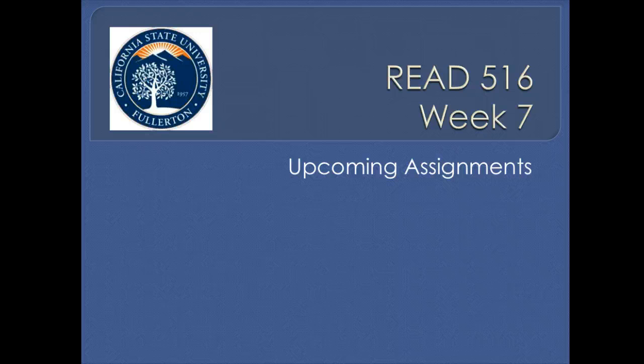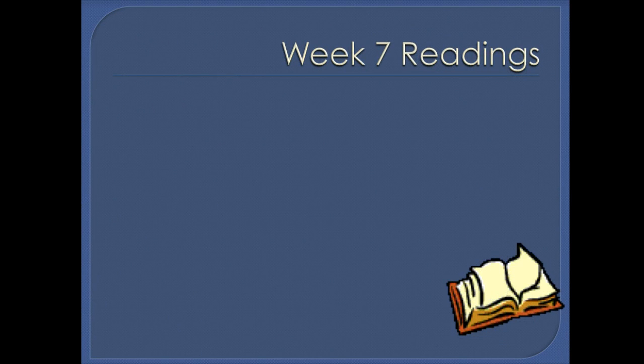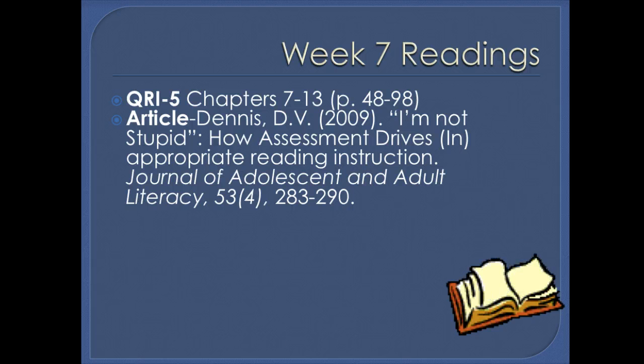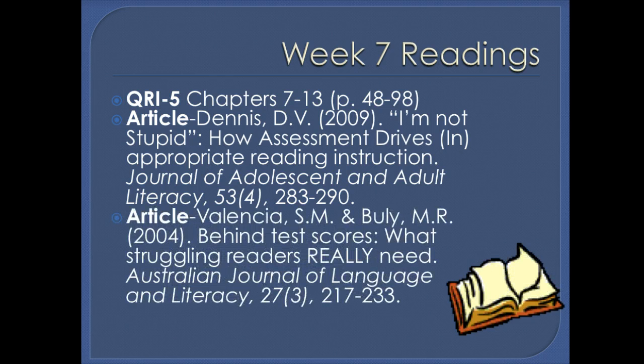Okay, so let's go over those upcoming assignments. You have your readings this week. You have to read the QRI 5, which is really important because it's going to offer some really good information on how to analyze the results. We have 2 articles. I'm Not Stupid, How Assessment Drives Inappropriate or Appropriate Reading Instruction. Our second article is Behind Test Scores, What Struggling Readers Really Need. So you're going to find out that these 2 articles are very similar, but they do offer some really good information about fluency, word recognition, comprehension, and I bet that you can probably relate to some of the students that they do a profile on in here.